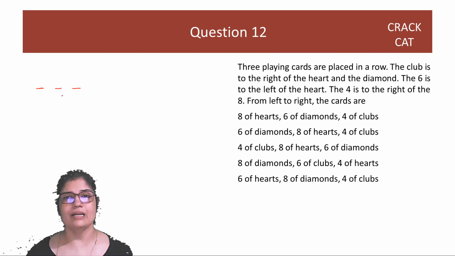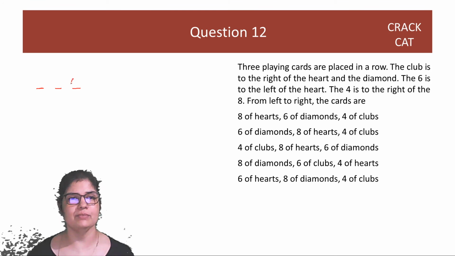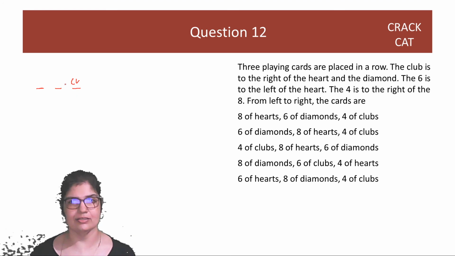Okay? So the club is to the right of the heart and the diamond. That means the club is here. Heart and diamond are somewhere here. The 6 is to the left of the heart.